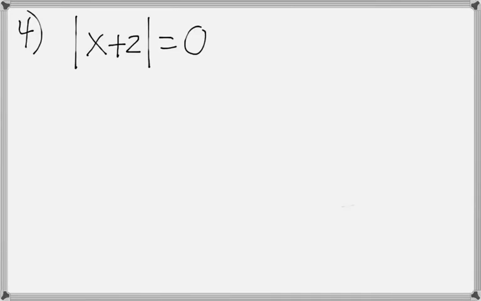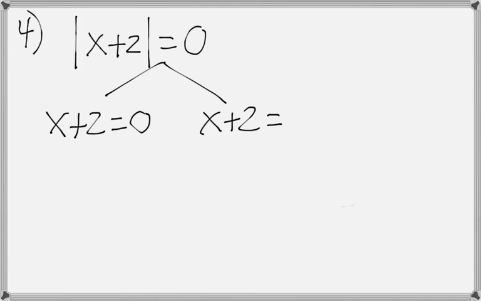Number 4, it's kind of an interesting problem because it's equal to 0. If we split this up, we have x plus 2 is equal to 0, and we have x plus 2 is equal to, now I would set it equal to a negative 0, but a negative 0 is really just the same thing as 0. So you could just put equal to 0.